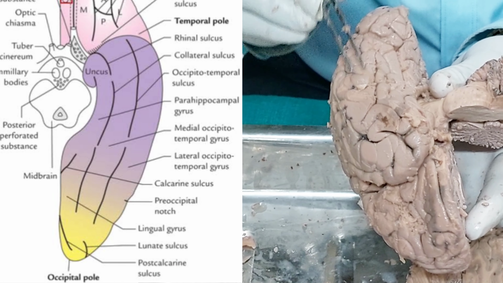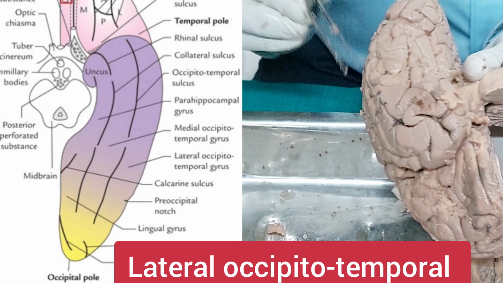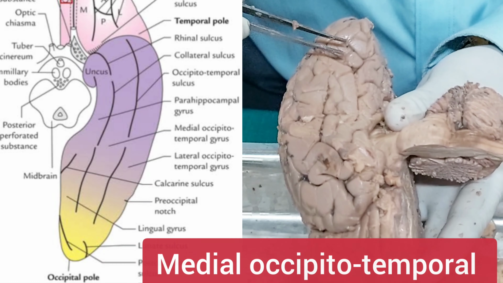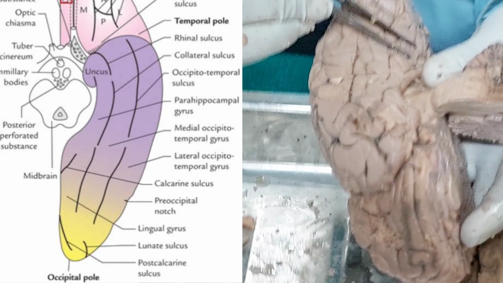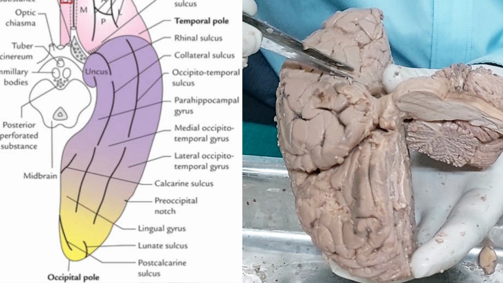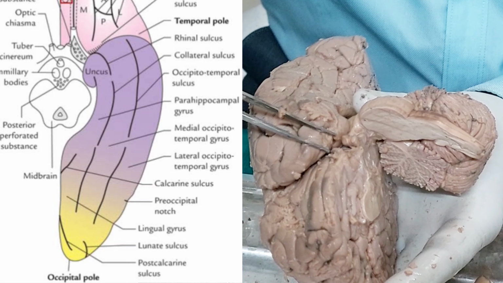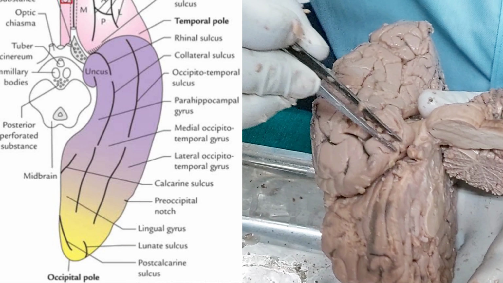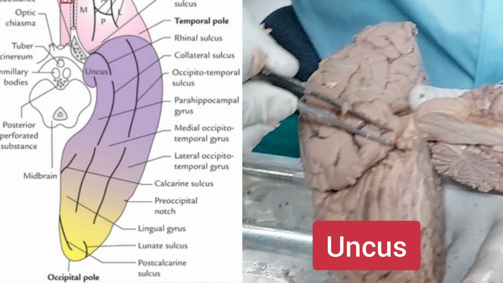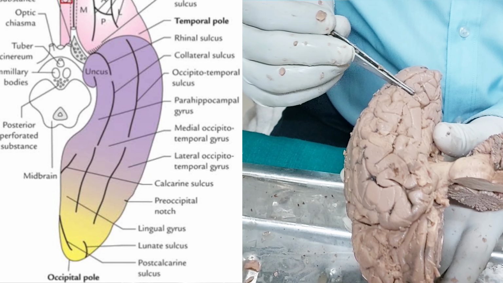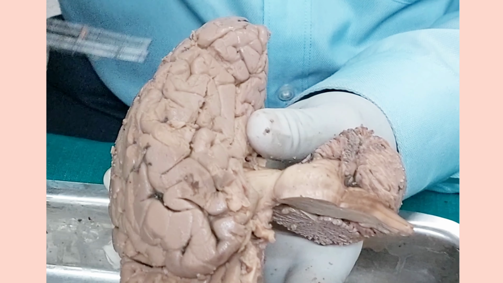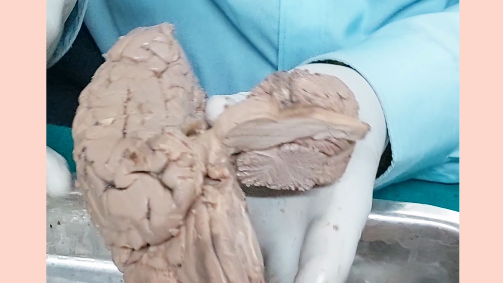And you will get three gyri. This one is the lateral occipito-temporal gyrus. This is the medial occipito-temporal gyrus and this is the parahippocampal gyrus, this one. When you trace the parahippocampal gyrus anteriorly here, it takes an infolding and forms the uncus. So the uncus is the anterior end of the parahippocampal gyrus. Behind it, here is the paracoccipital sulcus, which divides the temporal lobe from the occipital lobe.